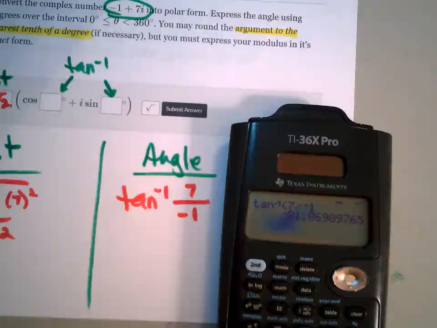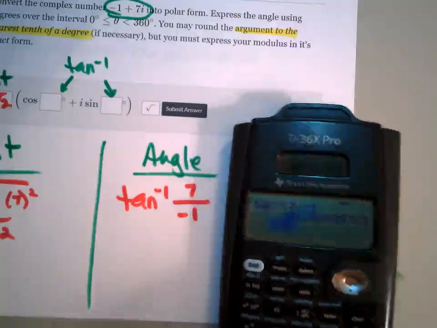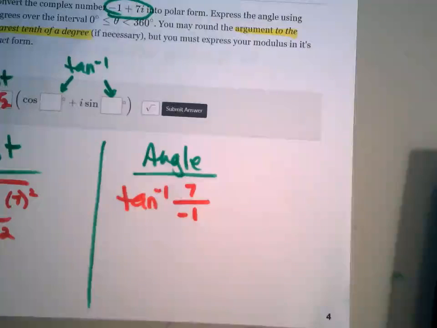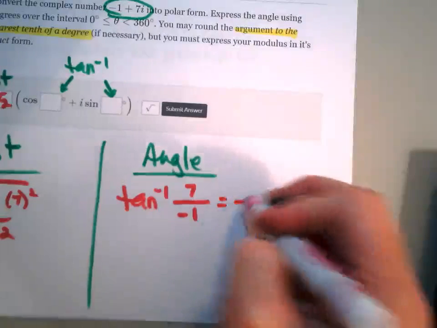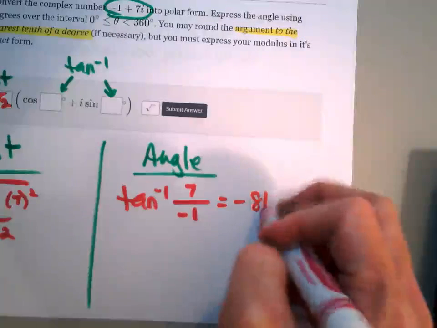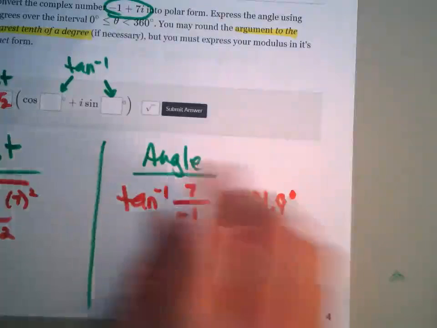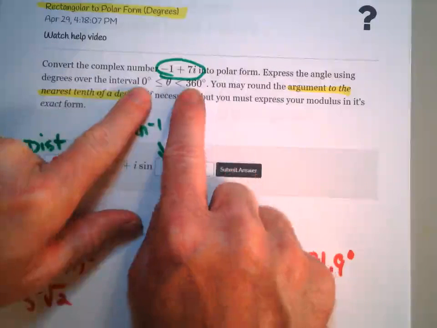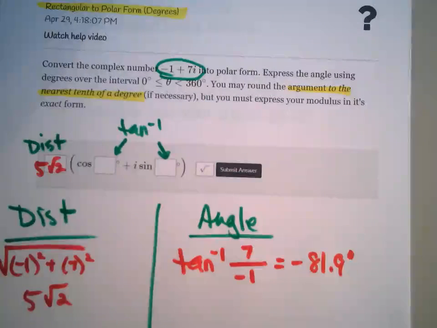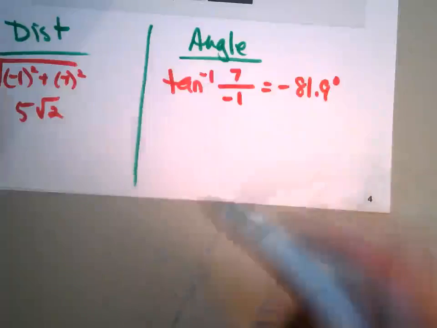All right, so we got a problem, right? It gives us -81.9. So we'll go ahead and write that down: -81.9 degrees. We can't do that. Can't have a negative value, right? Because if you look in the directions, it tells you to have a value between 0 and 360. So we'll quickly figure out where this angle is.